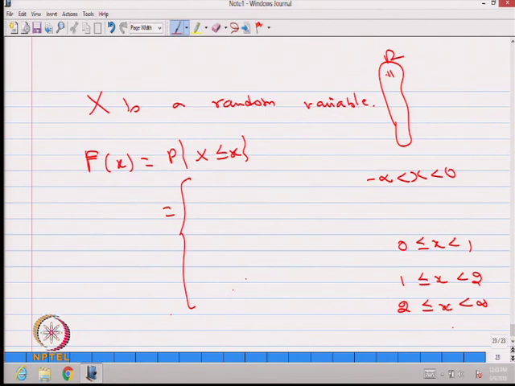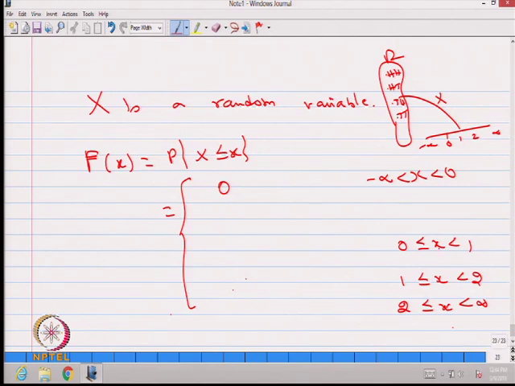Omega consists of head-head, head-tail, tail-head, tail-tail, and this is mapped to 0, 1, 2 under the operation X. When P of X is less than or equal to x, when x lies between minus infinity to 0, it is nothing, no possible outcomes, therefore P of empty set. So, the P of empty set is going to be 0.